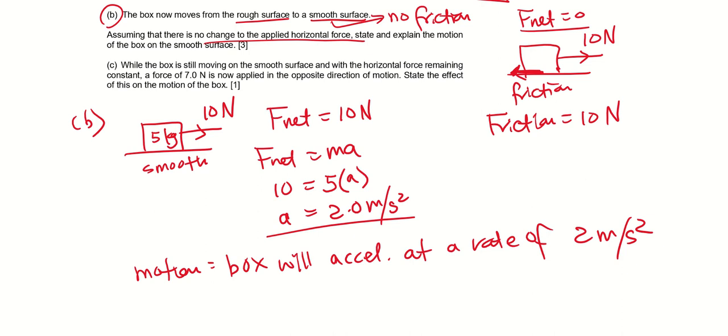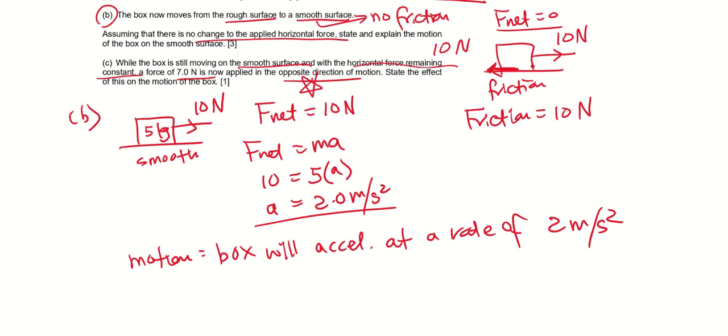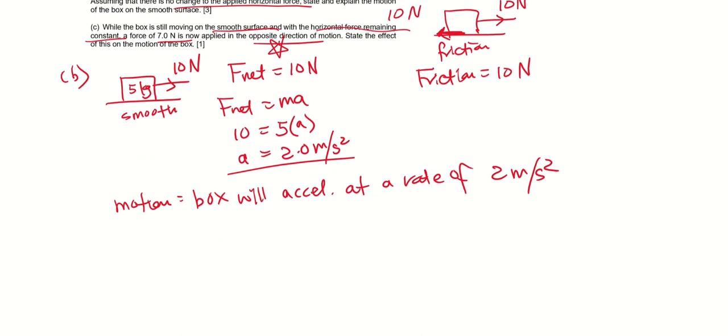C, while the box is still moving on a smooth surface, and with the horizontal force remaining constant, which is 10 Newton, a force of 7 Newton is now applied in the opposite direction. State the effect of this on the motion of the box. So again, let us draw the free body diagram. So it was 10 Newton. I keep it constant, but now there's a force of 7 Newton applied in the opposite direction.